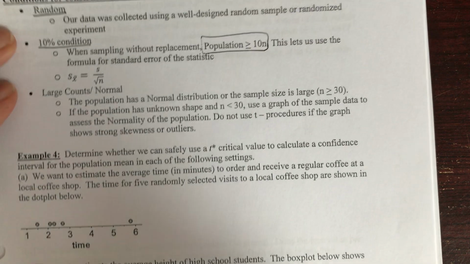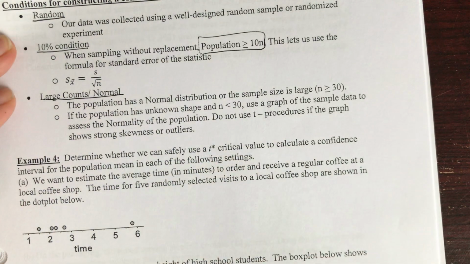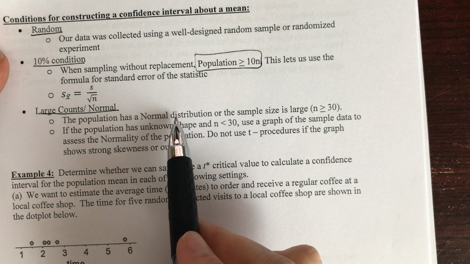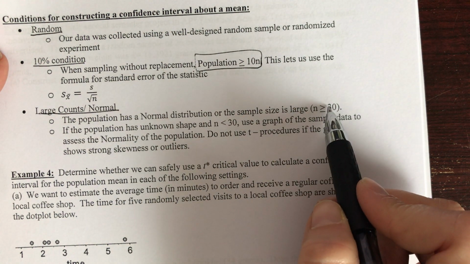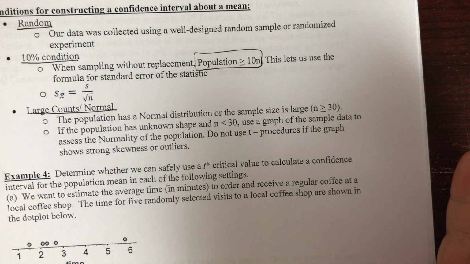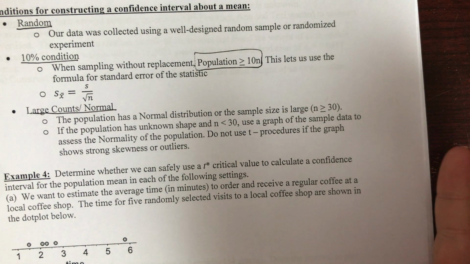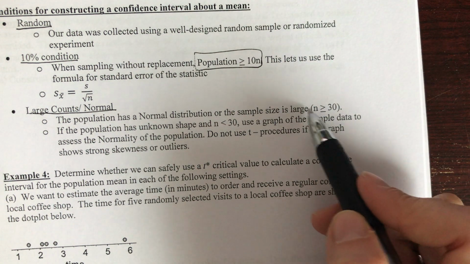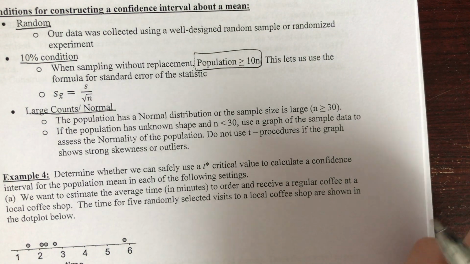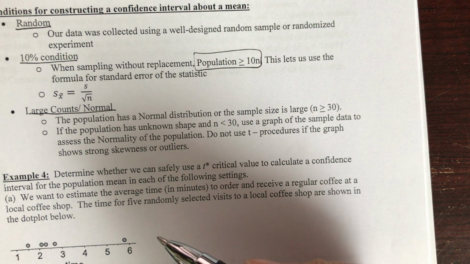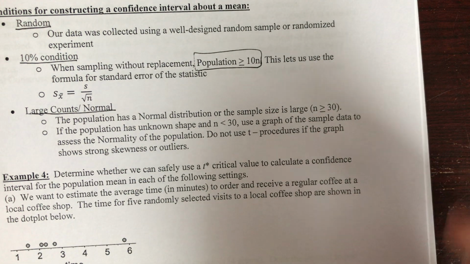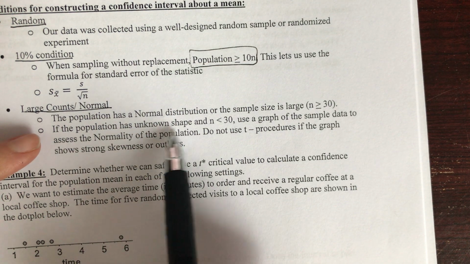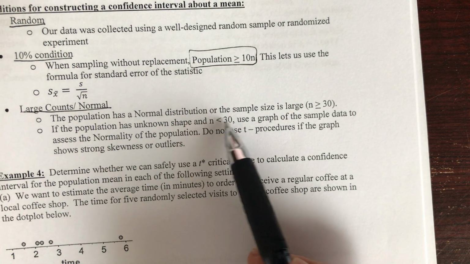We also need to check our large counts, or if we can use the normal approximation. So if your population has a normal distribution, or your sample size is greater than 30, then you're good to go. You're allowed to use this t distribution to figure out your information. You can just say sample size is greater than 30, okay to use t procedures. Or I was told the population is normal, so it's okay to use the t procedures, but you have to state that.